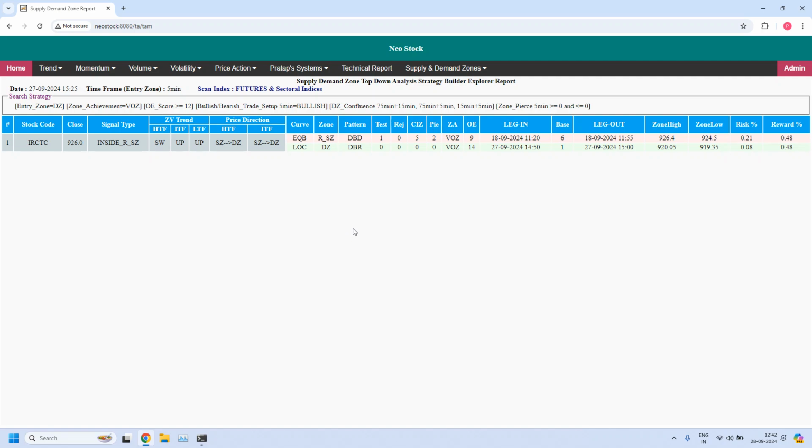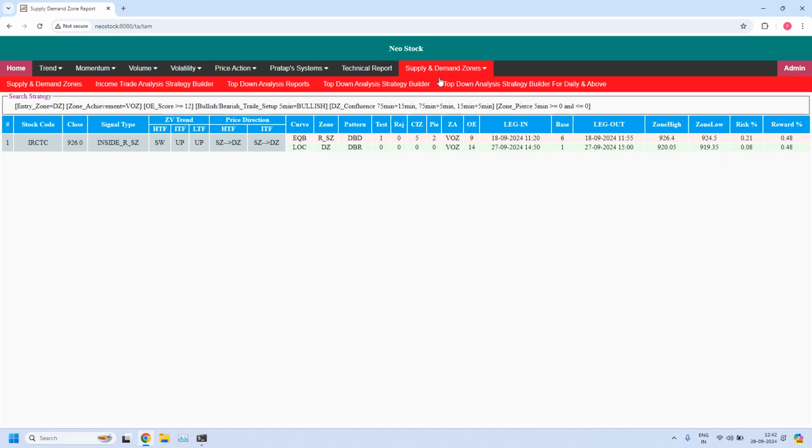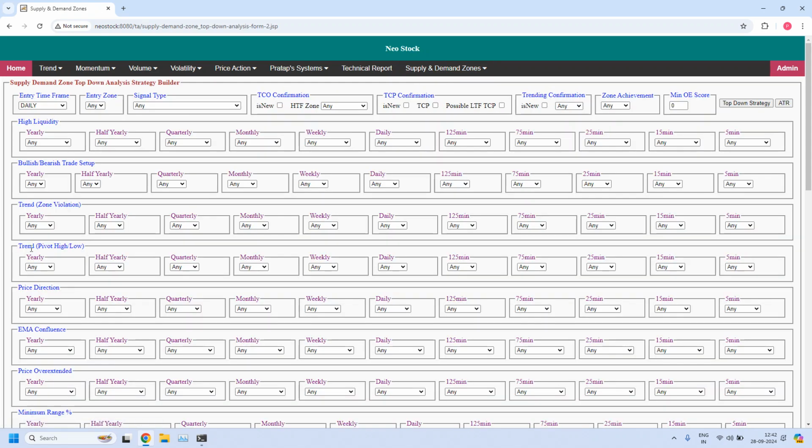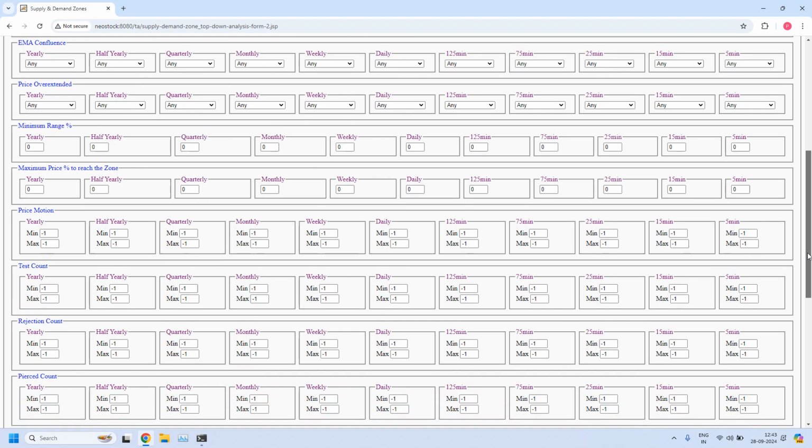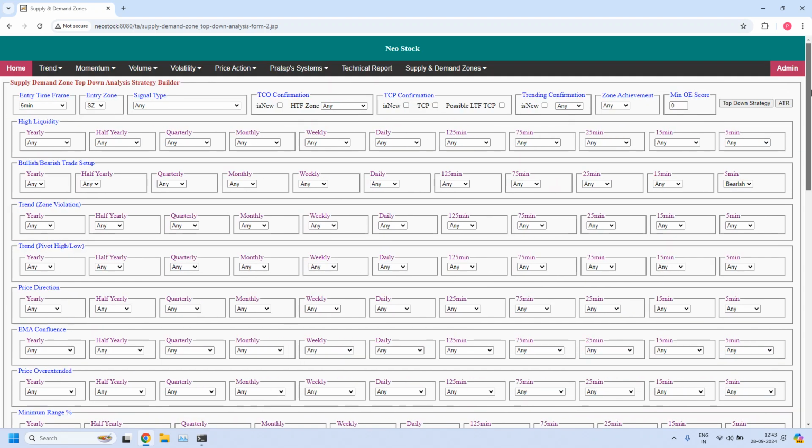Okay, next let us look for bearish trade setup for hourly income trade. For hourly income trade, entry time frame is 5 minutes. Bearish trade setup entry zone should be supply zone. In bullish or bearish trade setup at 5 minutes, I am selecting bearish, and the 5-minute supply zone should not be pierced. So in the pierced count at 5 minutes time frame, I am setting 0 for minimum and maximum values. That is entry time frame.